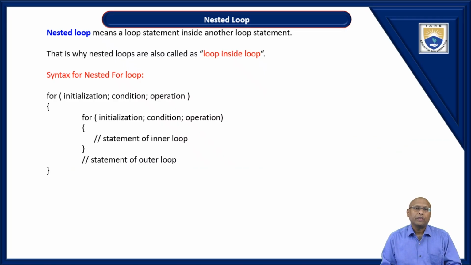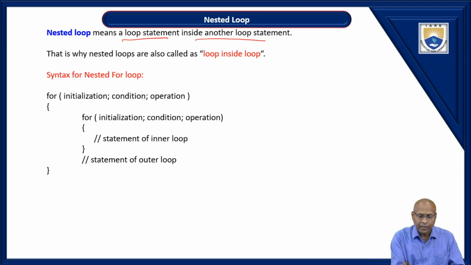When I say nested loop, the name indicates a loop within a loop. It's called nested loop. Or in a simple definition, we can say nested loop means a loop statement inside another loop statement. If you write a loop within a loop, it's called nested loop. That is why the nested loop is also called loop inside loop.